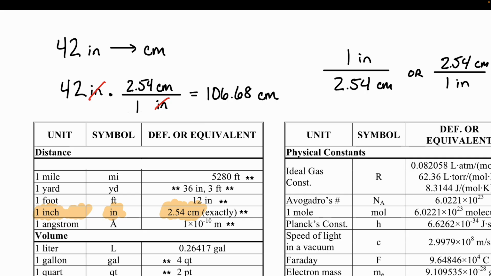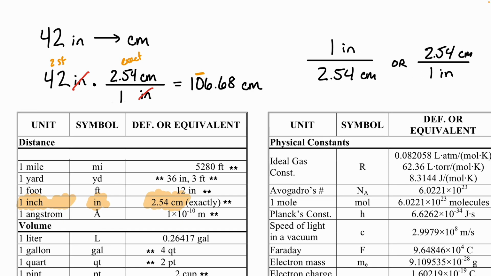And then finally, I have to do my sig figs. How many sig figs should I have in this answer? So my input here has 2 sig figs. This is another exact conversion. So I'm going to round this to 2 sig figs. So my final answer here would be 110 centimeters. No decimal place on there because I don't want to indicate that that 0 is significant.